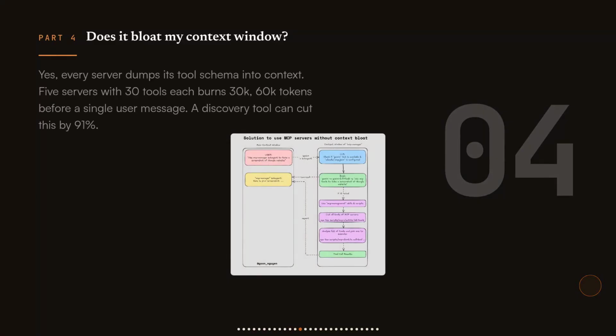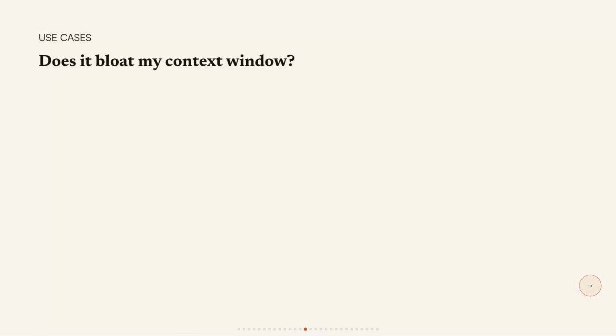So, part 4. Does connecting more MCP servers bloat your context window? 30,000 tokens burn before your agent processes a single user message. That's the number lunar.dev measured when you connect just 5 servers with 30 tools each. And if you've ever wondered why your MCP connected agent feels slow or starts making weird tool choices, this is probably why. I had to run the numbers twice because they're wild.